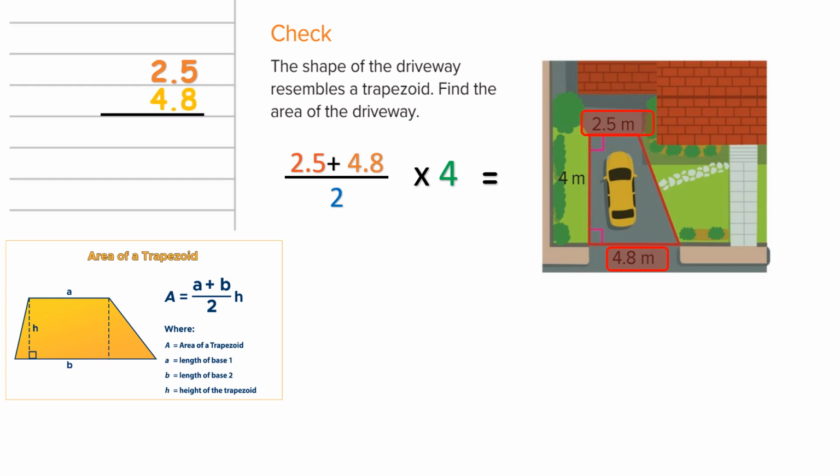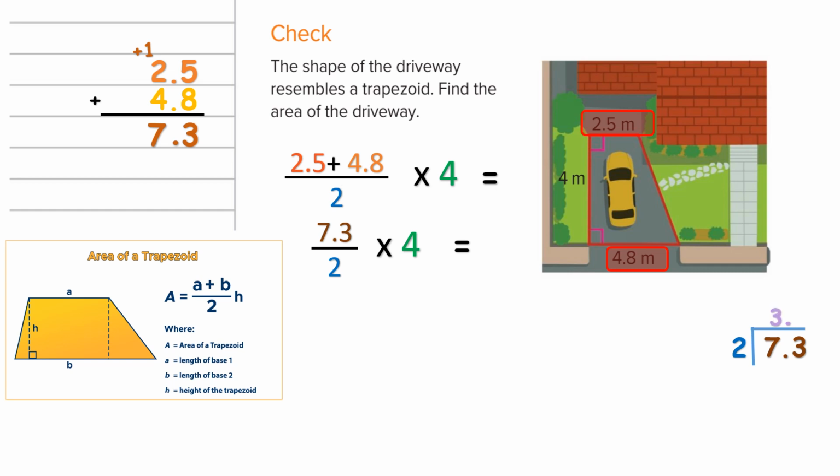Remember, when we add decimals, we have to line up our decimals first, bring down our decimal, and then simply add. 8 plus 5 is 13, and then 4 plus 2 plus that 1 is going to be 7. So what we end up with is 7.3 divided by 2 times the height of 4. So now I have to do my division. 7.3 divided by 2. Once again, the decimal on the inside tells me to raise my decimal first.